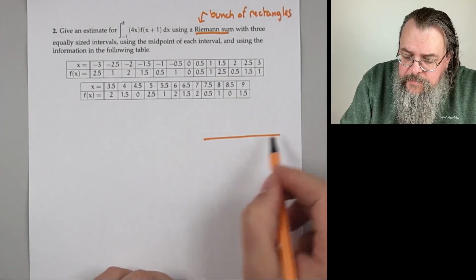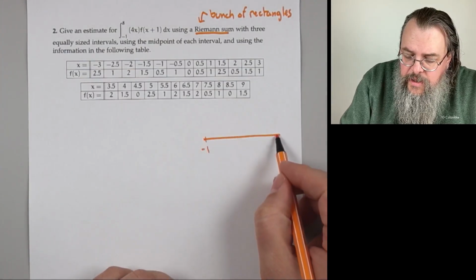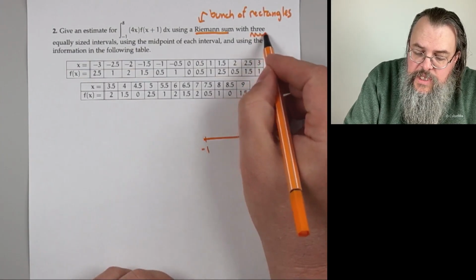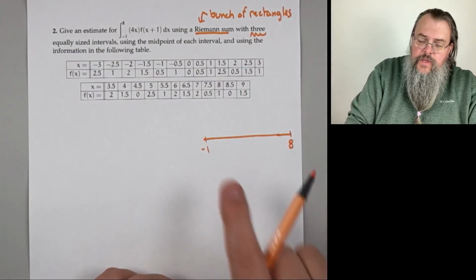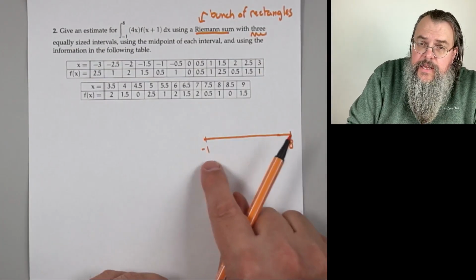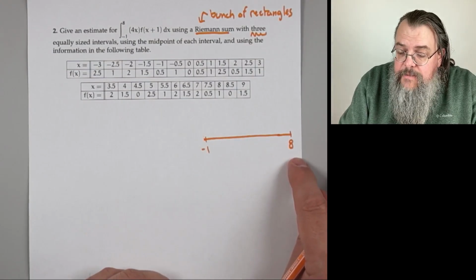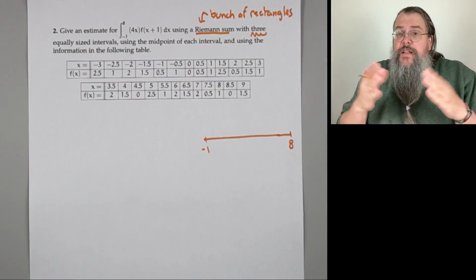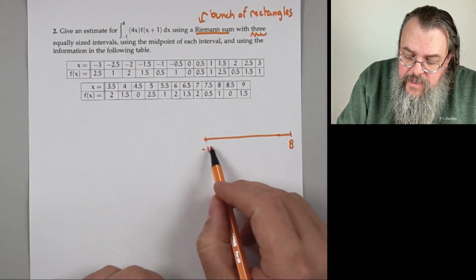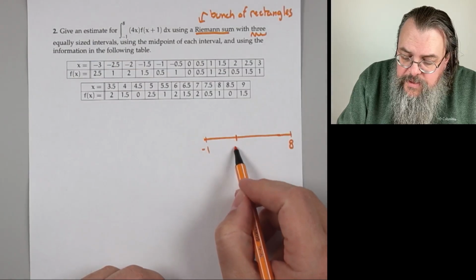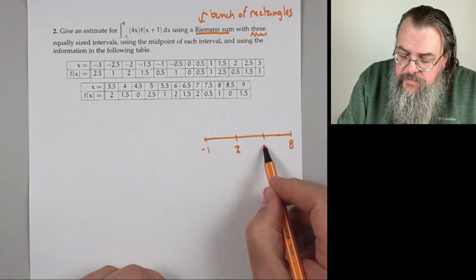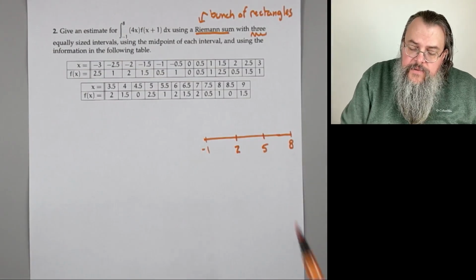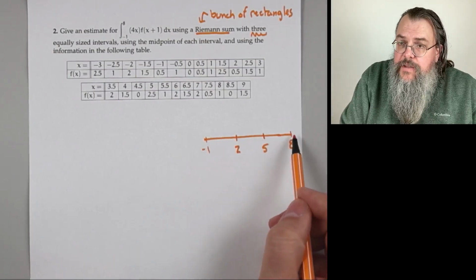So we're going from negative 1 all the way up to positive 8. And we're told 3 equal intervals. Okay, so from negative 1 to positive 8, that's distance 9. So if we take distance 9 and chop it into 3 parts, that would be length 3 for each part. So negative 1 add 3 would give 2, 2 add 3 would give 5, 5 add 3 give 8. And so we want to have a rectangle over each piece.